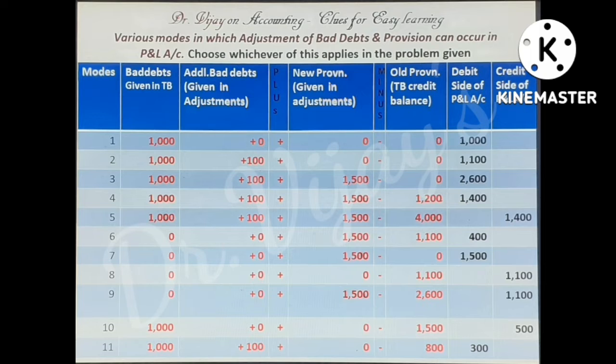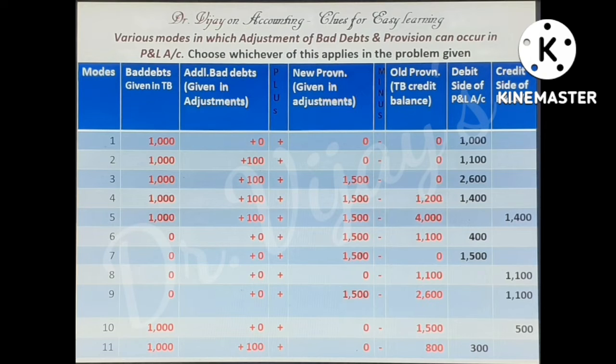Here, I am telling again the provision for doubtful debts or reserve for doubtful debts, that is, impairment for doubtful debts. There are three elements involved in this adjustment. Number one, provision from the previous period. It will be given along with credit balances in the trial balance. We call it old provision.